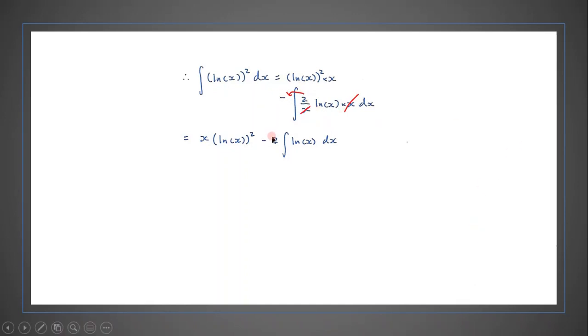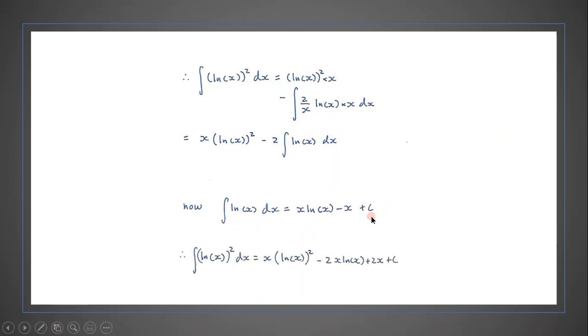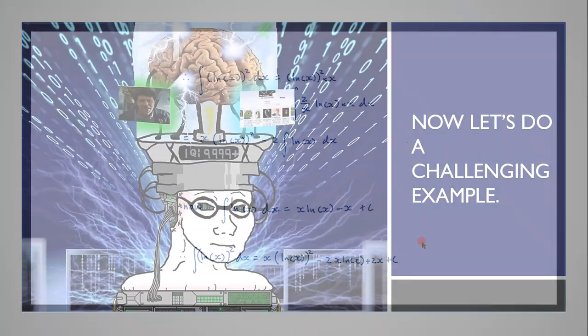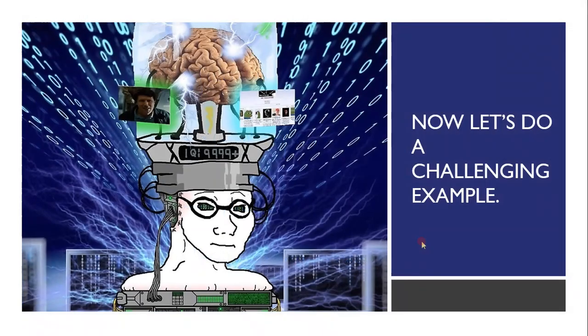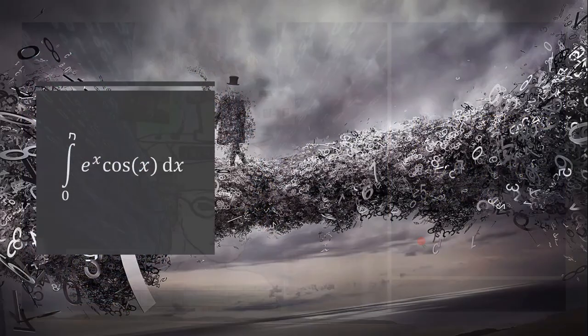and we take the coefficient out to make the integration process easier, and then we know from our formula sheet that ln x is this function. So then we have completed our integration. This is our answer. So now let's do a more challenging example.